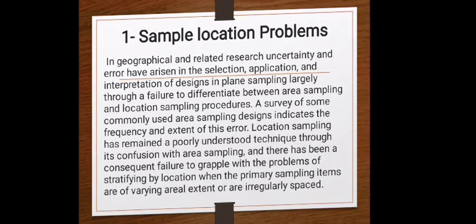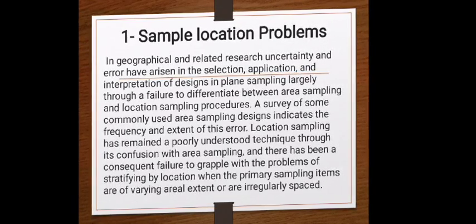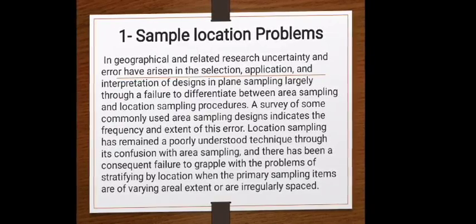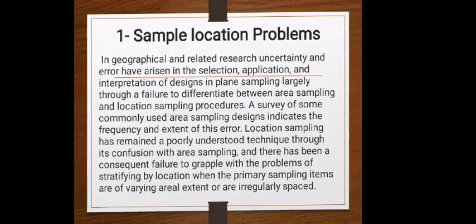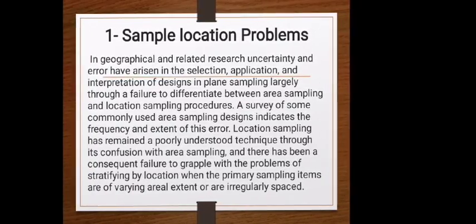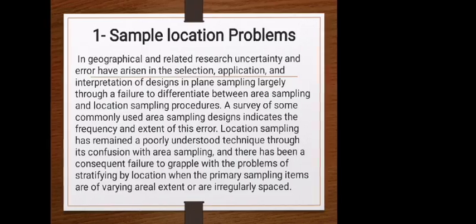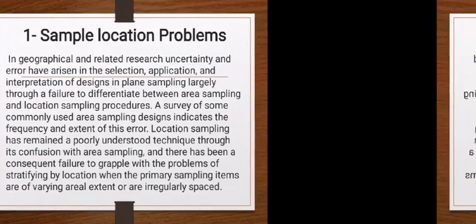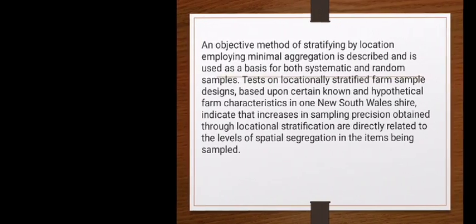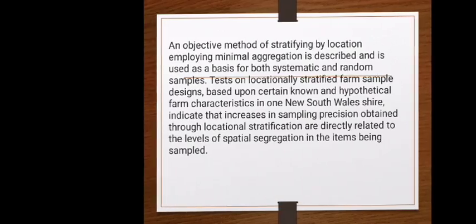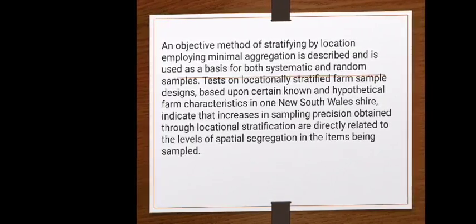Location sampling has remained a poorly understood technique through its confusion with area sampling, and there has been a consequent failure to grapple with the problems of stratifying by location when the primary sampling items are of varying areal extent or are irregularly spaced. An objective method of stratifying by location employing minimal aggregation is described and is used as a basis for both systematic and random samples.